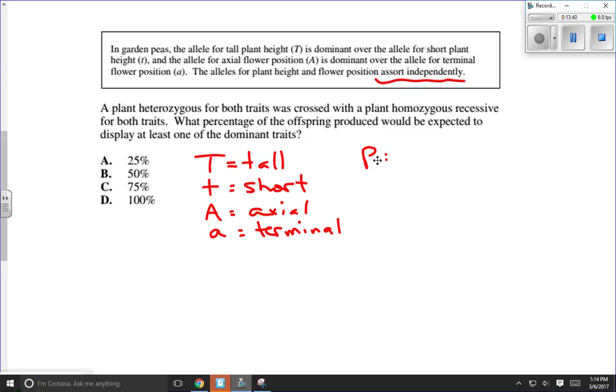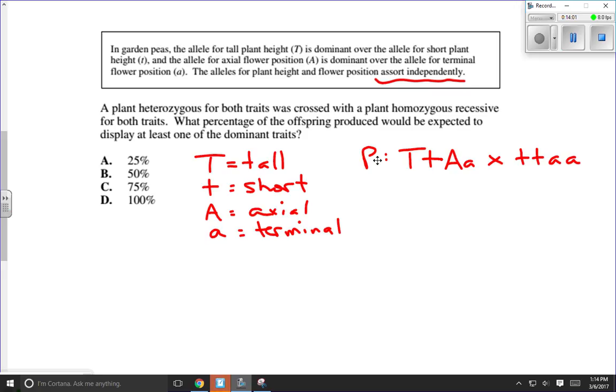Or even read the rest. I'm going to write that out. Heterozygous for both traits, big T, little t, big A, little a, is crossed with the plant homozygous recessive for both traits, little t, little t, little a, little a. What percentage of the offspring produced would be expected to display at least one of the dominant traits?